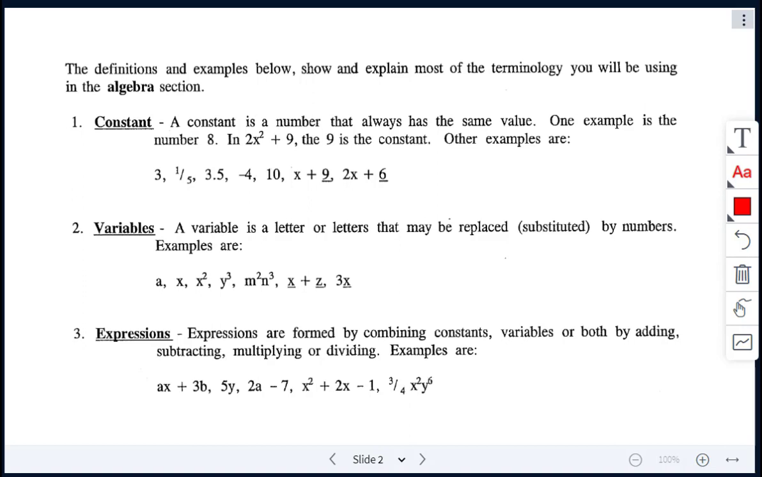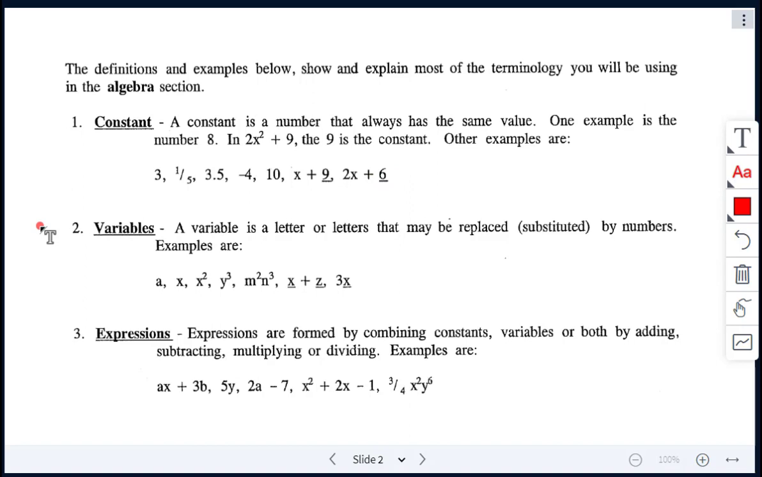All right, so most of the terminology that we will be using in this algebra/polynomial unit. The first definition is the constant. So this is a number that always will have the same value and there will be no variable attached to it. So for example, these are just numbers, right? But if you see an expression like x plus 9, the 9 would be the constant. Here's another expression. We have 2x plus 6. So this 6 is the constant.